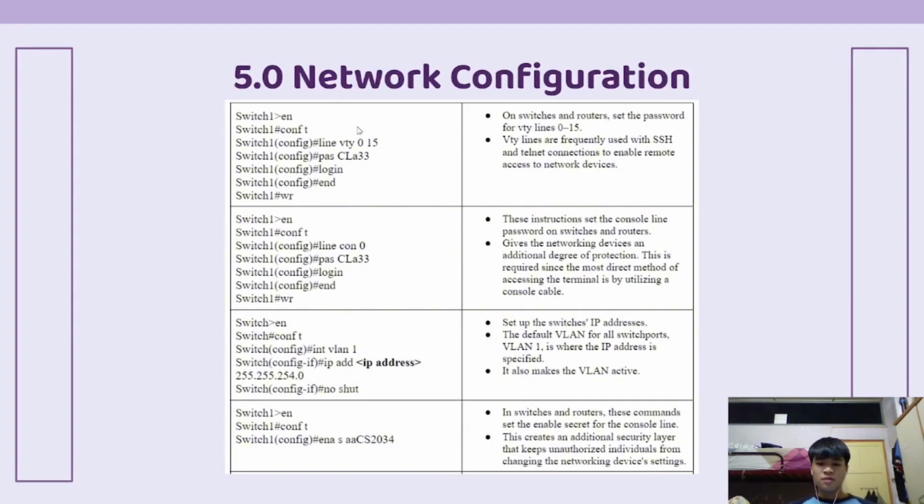So the first command is to set the password for VTY lines 0 to 15. First we need to go into the configuration mode, configure terminal. After that, line vty 0 15, which means from 0 to 15. And the password is uppercase C, L, lowercase a, and 33. And after that, login and end and wr. WR is to save.